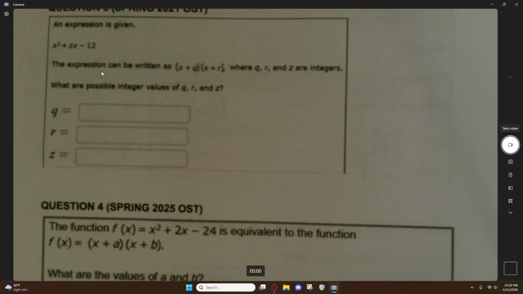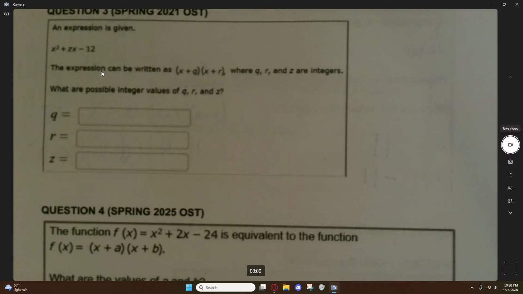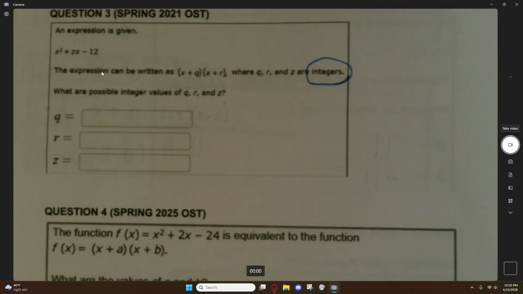Question 2. An expression is given, x squared plus zx minus 12. The expression can be written as (x plus q) times (x plus r), where q, r, and z are integers. What are possible integer values of q, r, and z? So one thing we have to talk about is the definition of the word integers. Integers mean they can't have a decimal. It has to be a whole number.